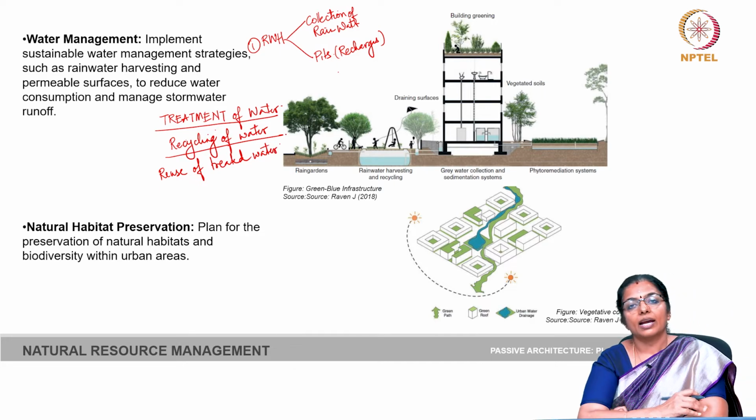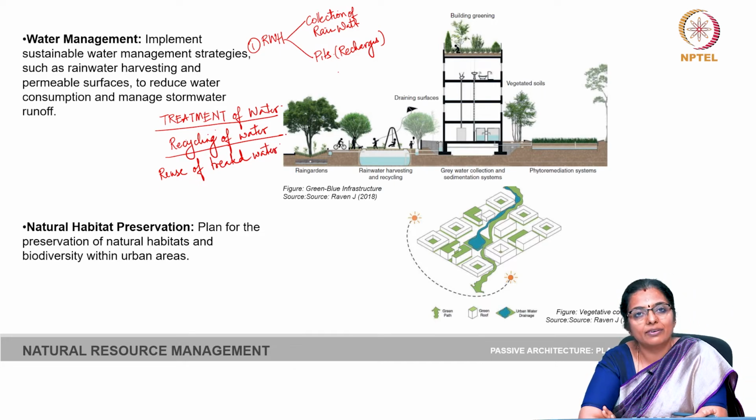wastewater can be classified as grey water, brown water and black water. Grey water is all the water that comes from the kitchen sink and the wash basins. The brown water is all the water that comes from surface runoff, and the black water comes from the WC or the closets, from the toilets.